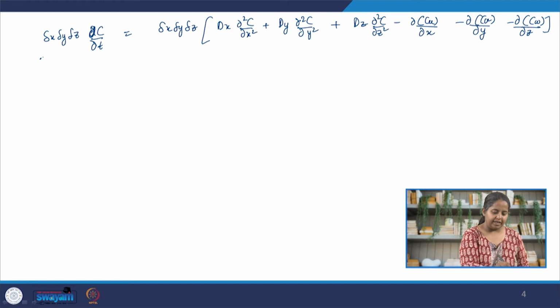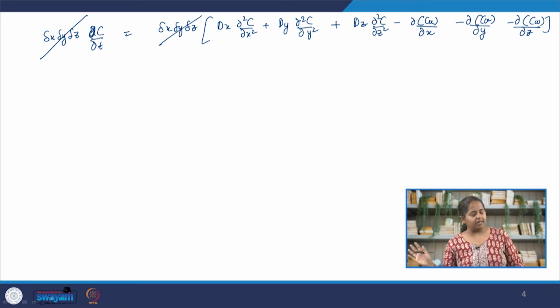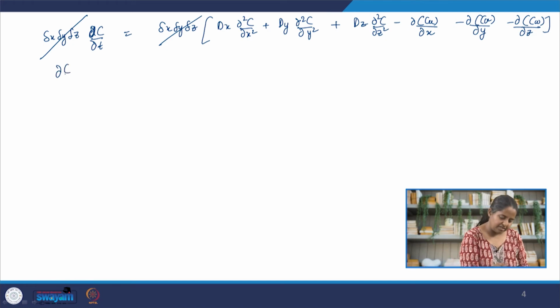Okay. Now, del x, del y, del z on both LHS and RHS can cross each other. Clearly, the volume of parallelepiped is not 0. It is very small, but it is not 0. So, now we have del C by del T is equal to all the diffusion terms here.